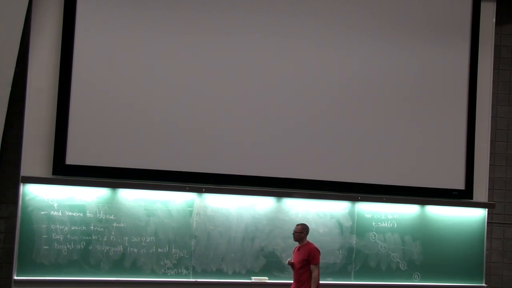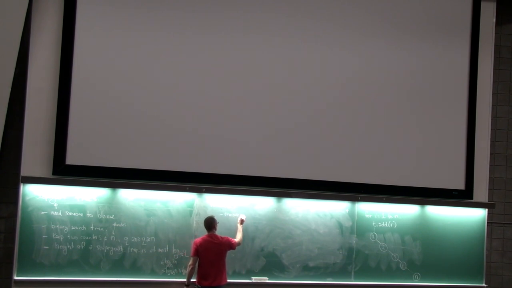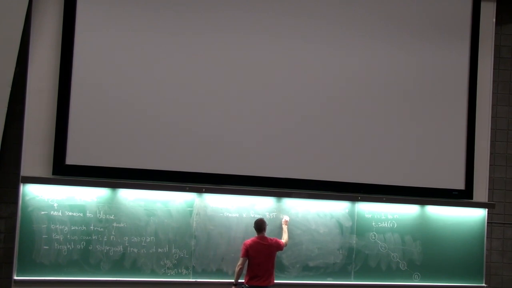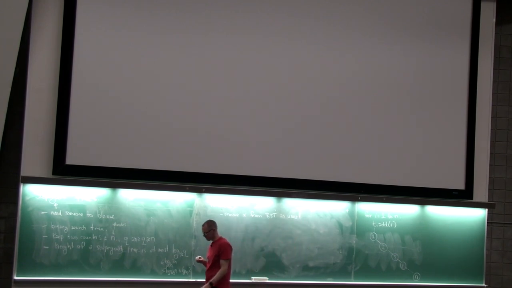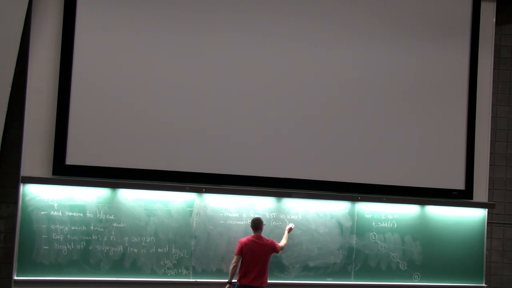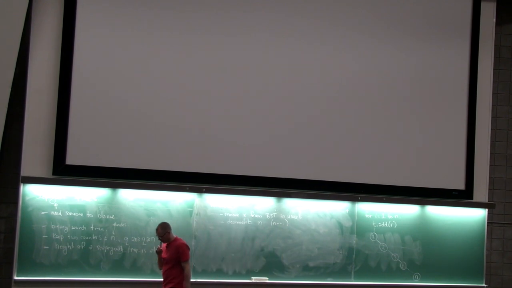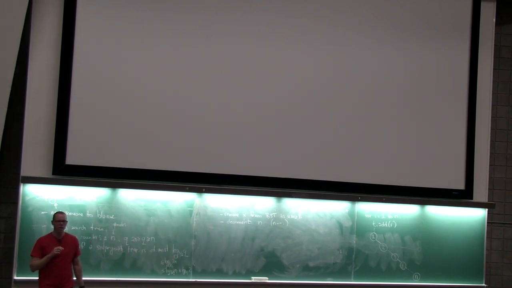All right. Well, a scapegoat tree is just a binary search tree. So we just remove x from the binary search tree as usual. We decrement n, so that's n minus minus. And then we're pretty much done.